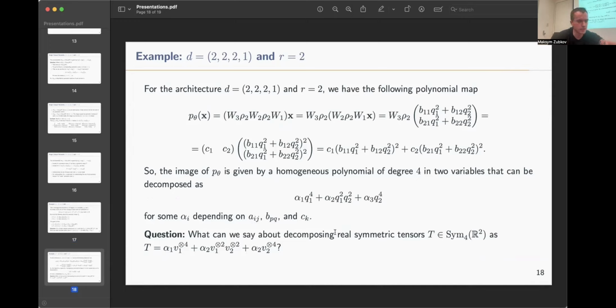On this slide, I actually want to show some examples, and then we can have a discussion. This is one simple example: if I take a different architecture, then instead of the CP rank decomposition, I will try to decompose my symmetric tensor in this form, as a sum of products of even powers of linear forms. It's interesting to see what kinds of different tensor decompositions can show up from this neural network perspective.